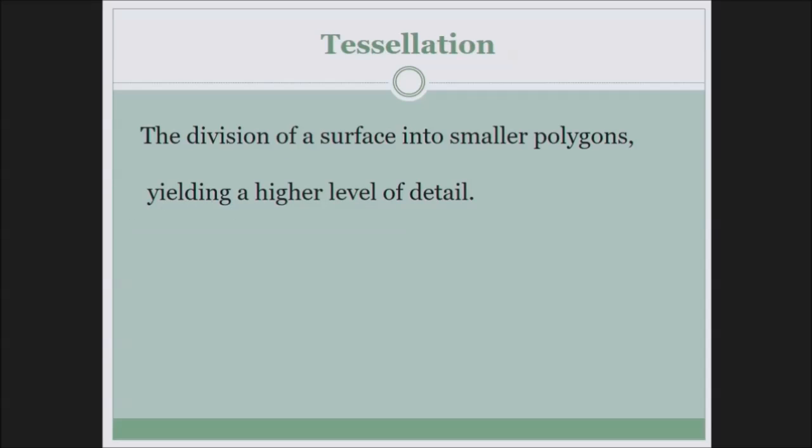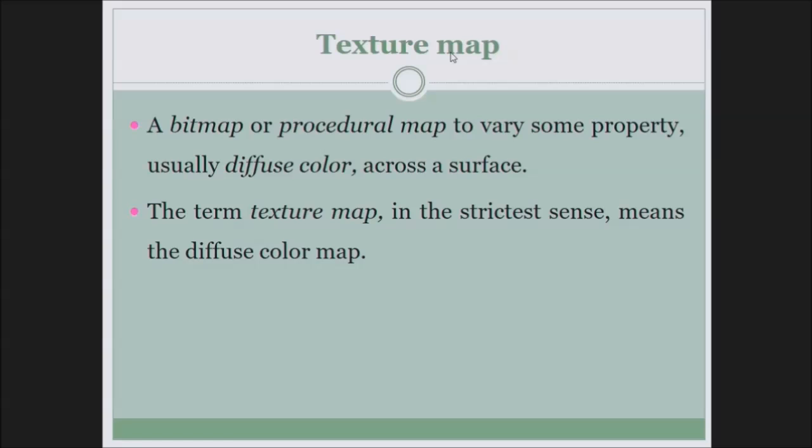This is tessellation. In texture map, a bitmap or a procedural map is used to vary some property, such as diffuse color, across the surface. So the term texture map in the strictest sense means the diffuse color map.